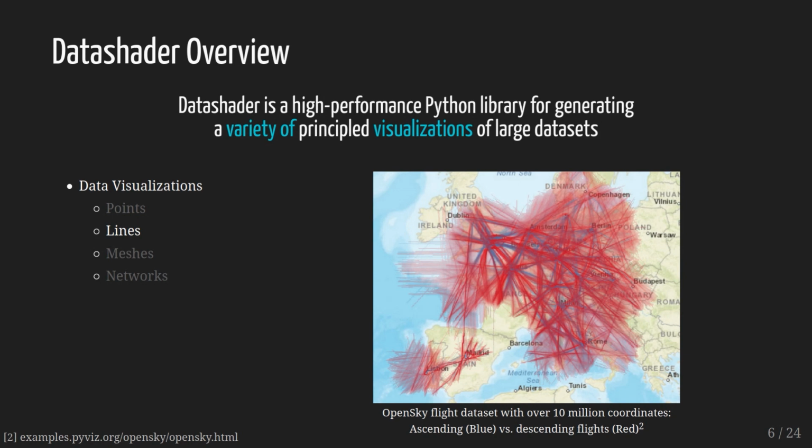And here is a visualization of airline flight paths from the OpenSky flight dataset. This dataset includes over 10 million flight path coordinates. In this case, flight paths are drawn as lines that are colored red while the flight is ascending and blue while it is descending. The number of flights passing through a particular location is encoded as the opacity of the resulting image, and Datashader takes care of blending the red and blue where they overlap.